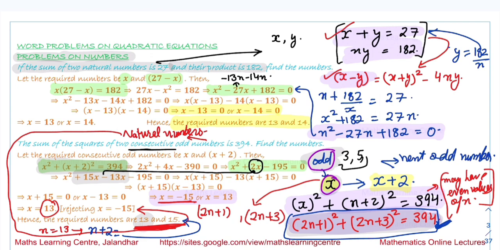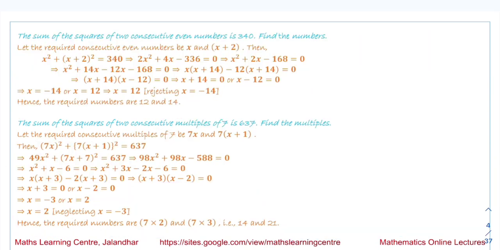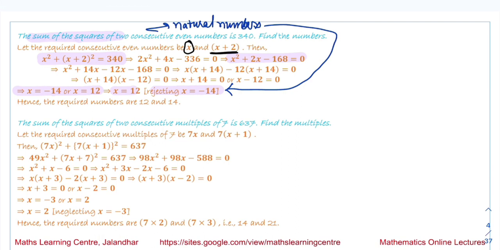So the better way to solve this kind of equation is this. Now next is the sum of the squares of two consecutive even numbers is 340. So again we are considering that suppose one number is x, then the next number is x plus 2. The sum of the squares is 340. We obtain this quadratic equation, we solve this, and we get the answers as x is equal to minus 14 and 12. We are rejecting x is equal to minus 14 because we are more interested in natural numbers. So that is why we have rejected minus 14, and the required numbers we get are 12 and 14.